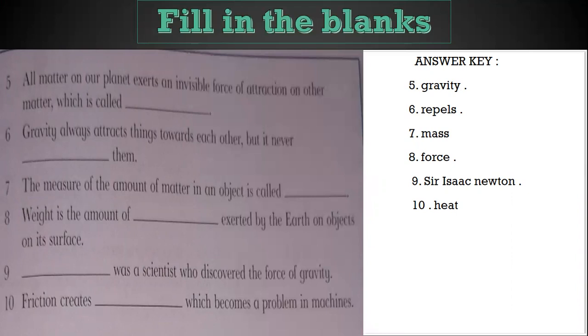Gravity always attracts things towards each other, but it never repels them. The measure of the amount of matter in an object is called mass. Weight is the amount of force exerted by the earth on an object on its surface. Isaac Newton was a scientist who discovered the force of gravity. Friction creates heat, which becomes a problem in machines.